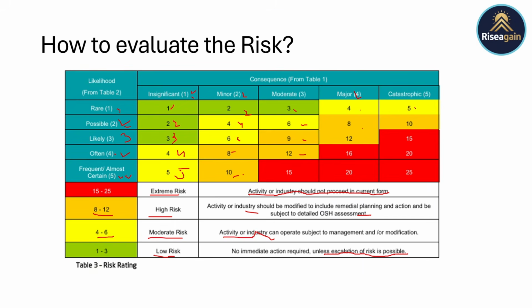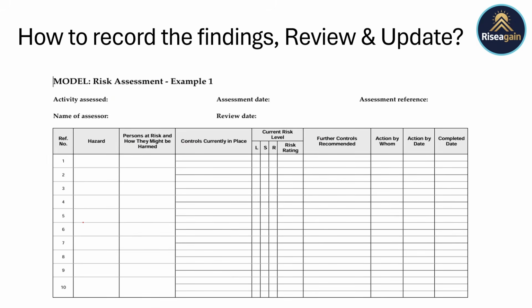and consequences catastrophic 5, so we can say it is 25. So that will be very high risk. So this was today's risk assessment training and how we can do it.